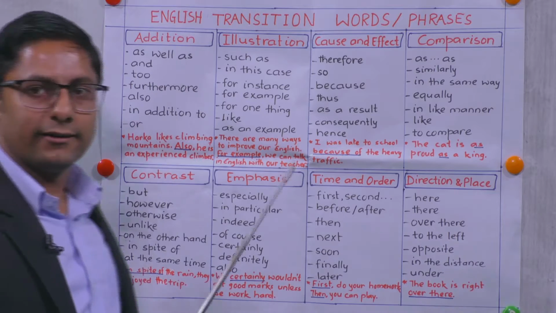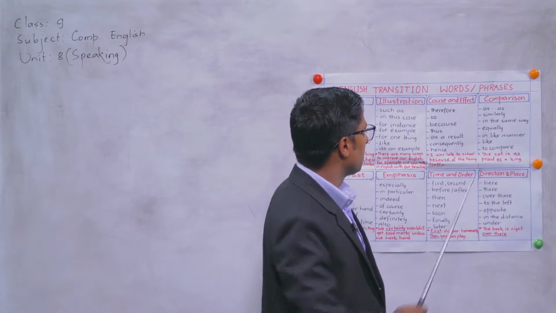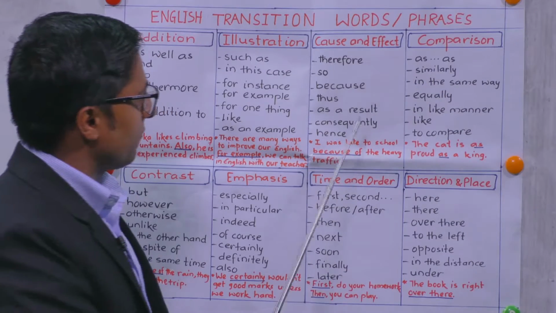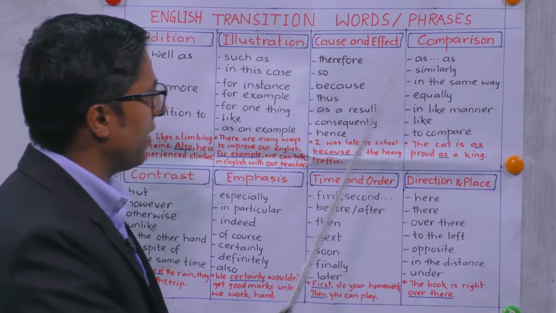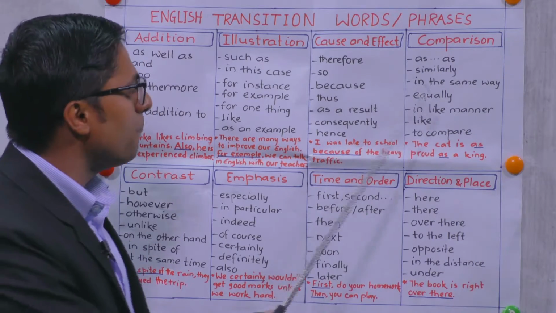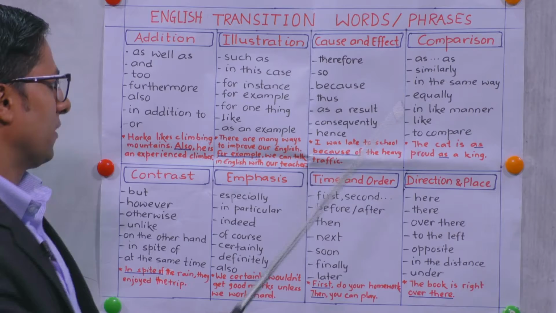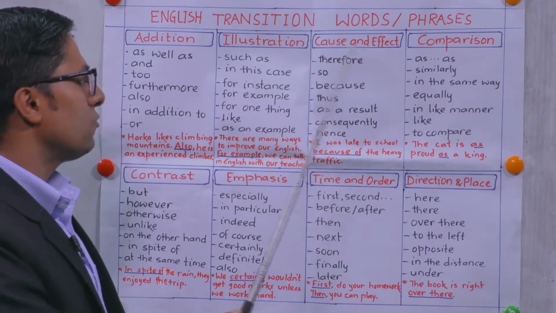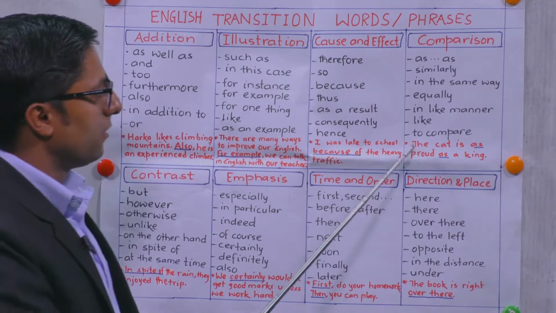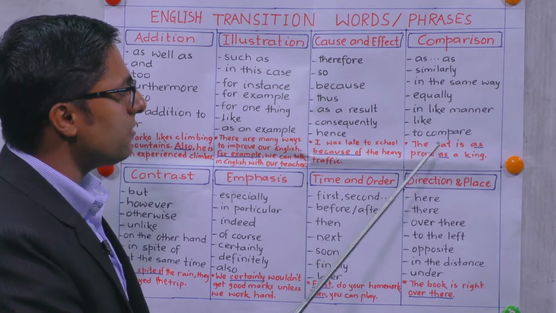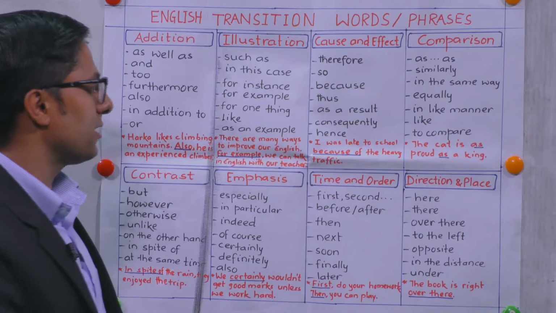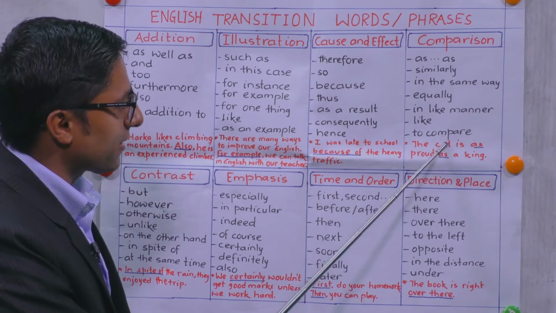Okay. Similarly, transition words are also used to compare. You can see comparison there: as, similarly, in the same way, equally, in like manner, like, to compare. And there are other words also. So these are used to make comparison, or to compare one thing with another. For example, the cat is as proud as a king. See here, the transition phrase as is used, and it compares the cat and the king.